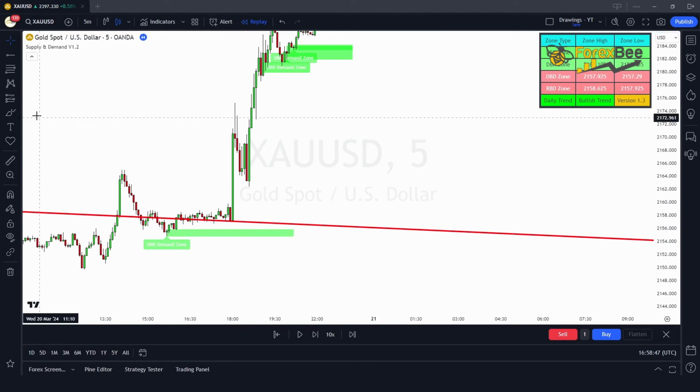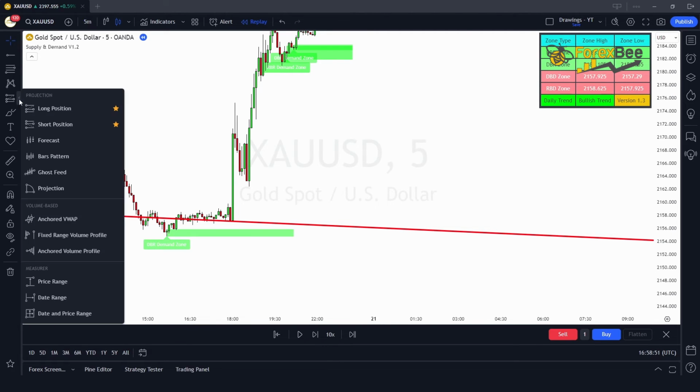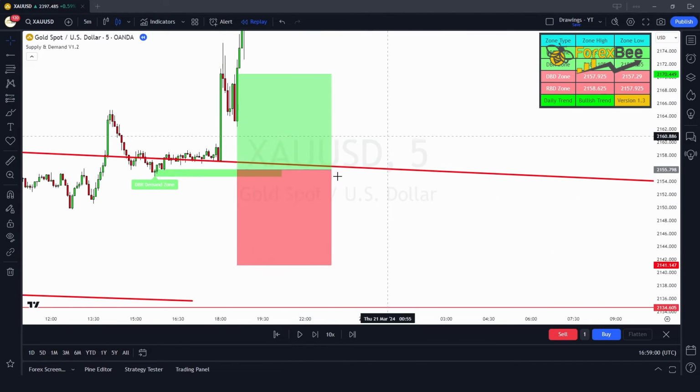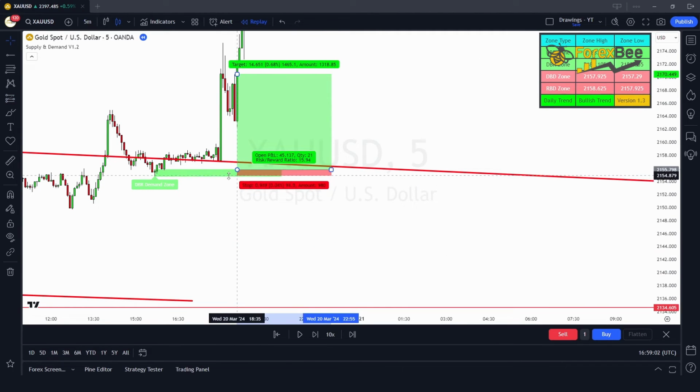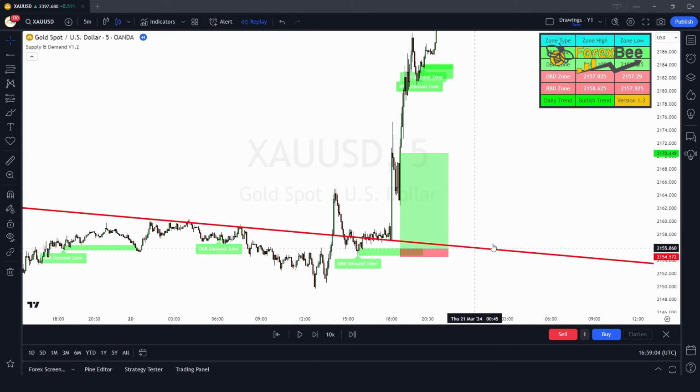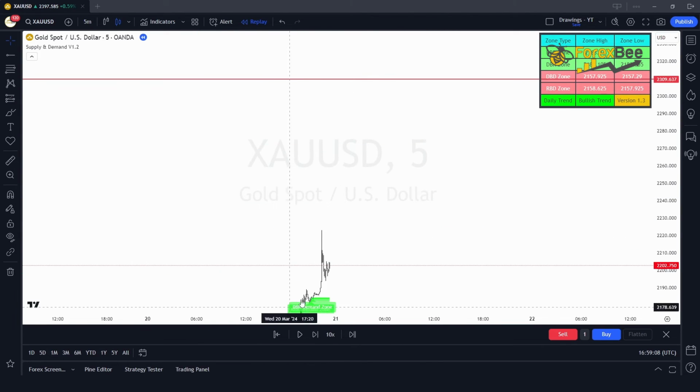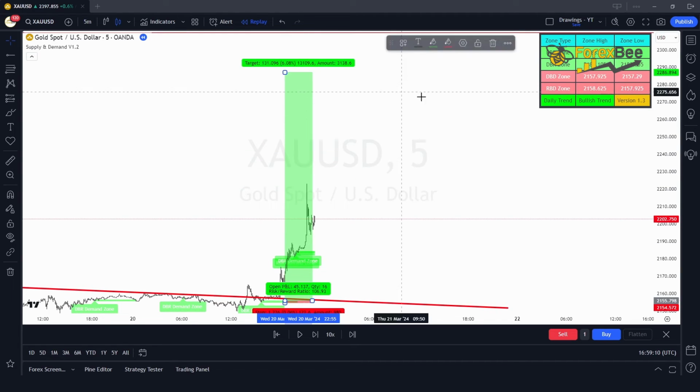So let me go ahead and mark our stop loss and take profit levels, and we're going to take a long position. We're going to set our take profit to this level here. Let me go ahead and move our take profit from here to here.